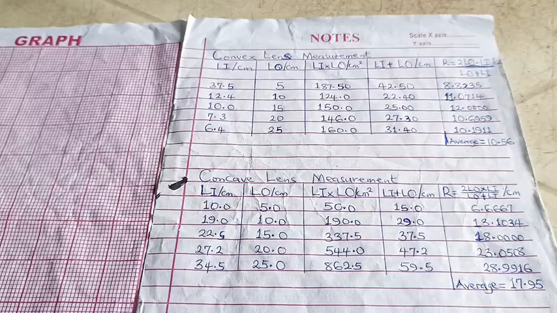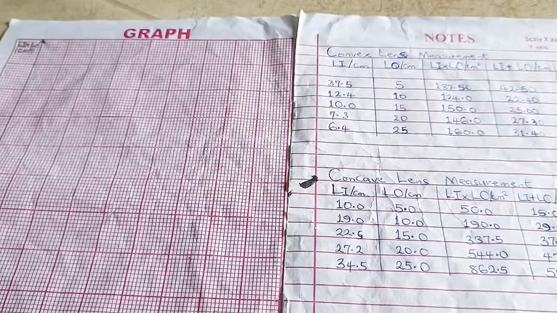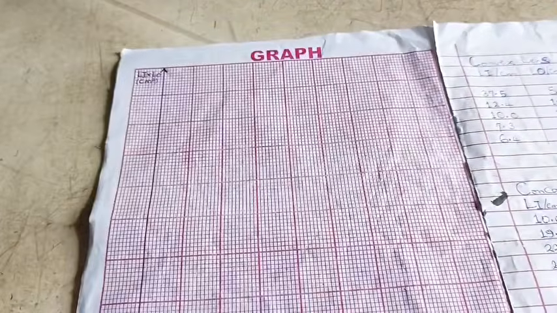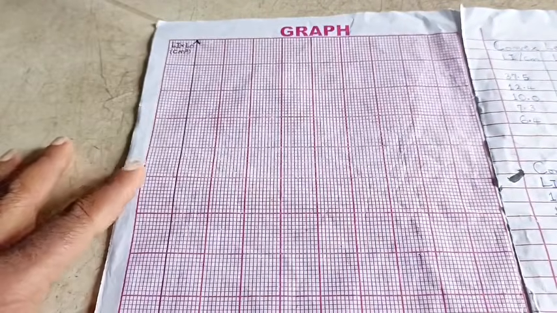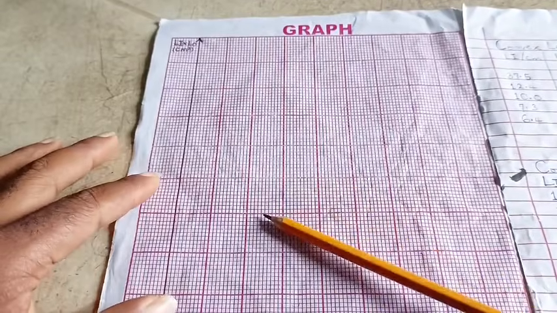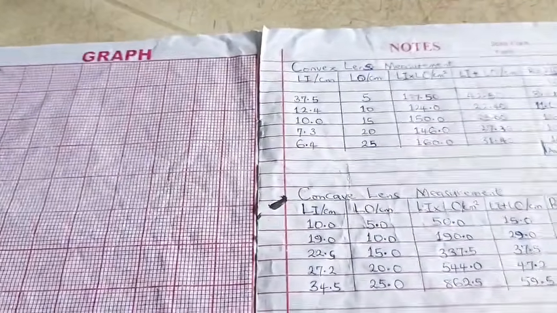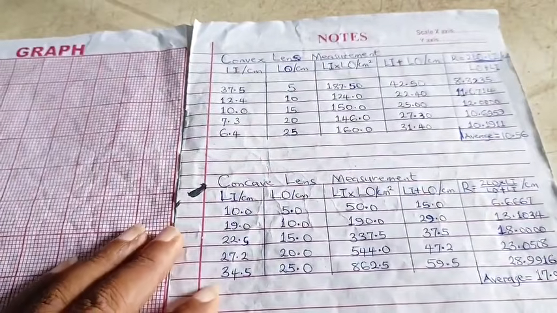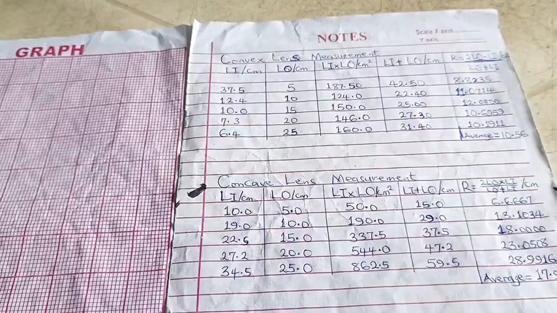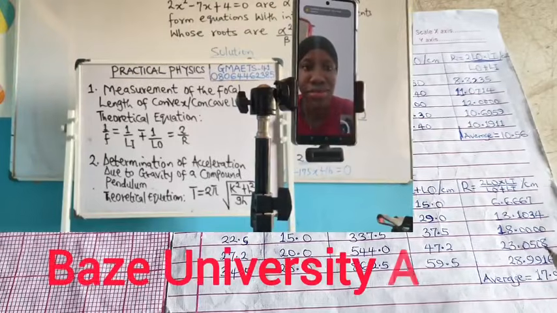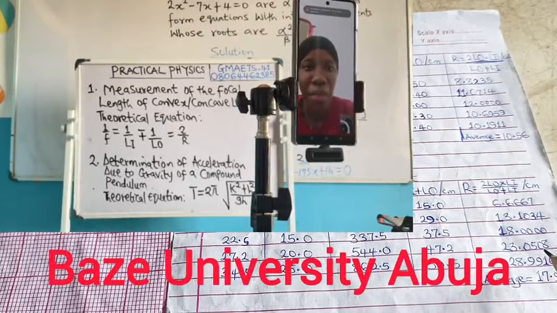So today I'll be walking you through real-time graph plotting. Wow, this is interesting. For the first time, I'll be plotting directly in your graph book. So it's going to be an interesting one. The graph I'm about to plot is in respect to a job that a student sent from Bayes University in Abuja, Nigeria.